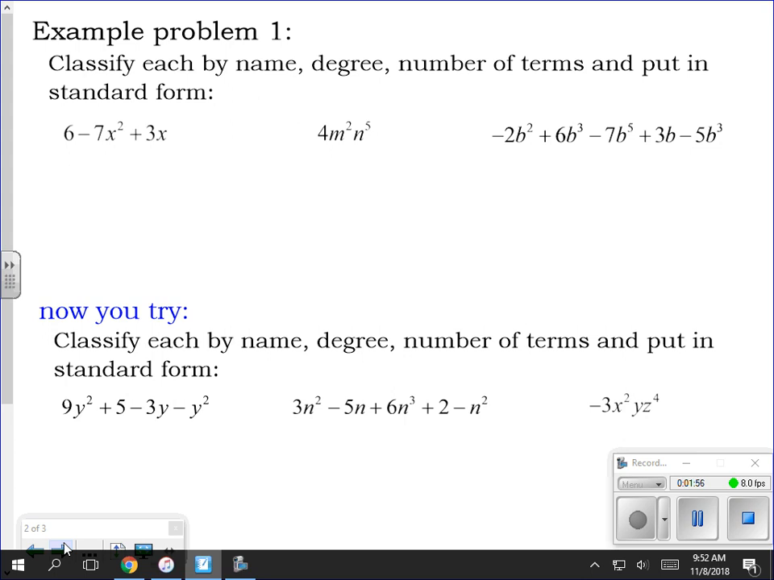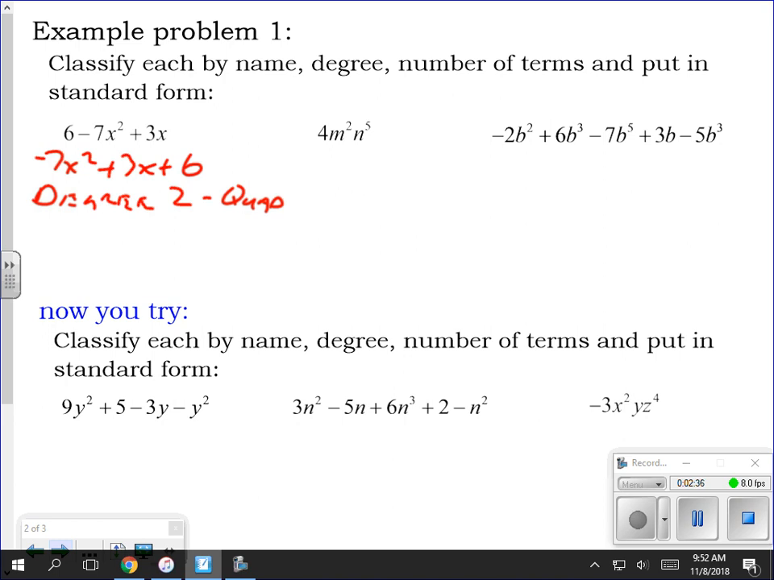Okay, example problem number 1. Classify each by name, degree, and number of terms, and put in standard form. Putting it in standard form should be the first thing you do. So if I put this one in standard form, I get negative 7x squared plus 3x plus 6. By name, this is a quadratic because it has a degree of 2.